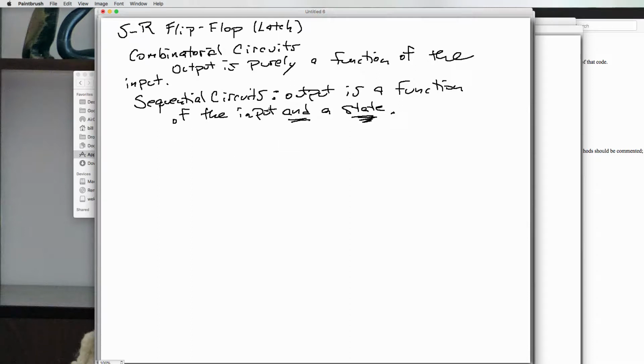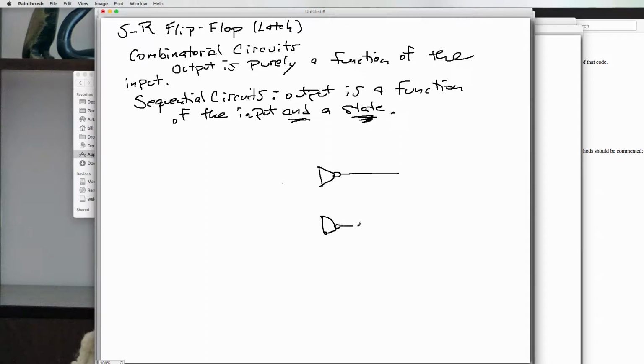Now, our initial introduction to sequential circuits is going to be this thing called an SR flip-flop. And it's going to look a little bit strange from what we have seen before, in the sense that it's going to be a feedback circuit. And first of all, it's constructed out of two NAND gates.